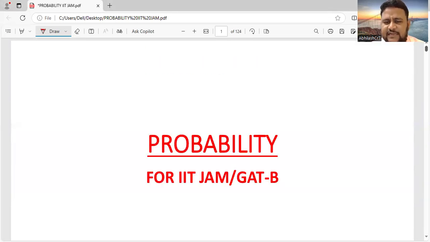As a part of the IIT JAM and CAT classes, we started with the first topic, that is probability. Today we are going to discuss the multiplication theorem on probability. What do you mean by multiplication theorem? How to solve questions based on the multiplication theorem on probability? All these things we are going to discuss in today's session.